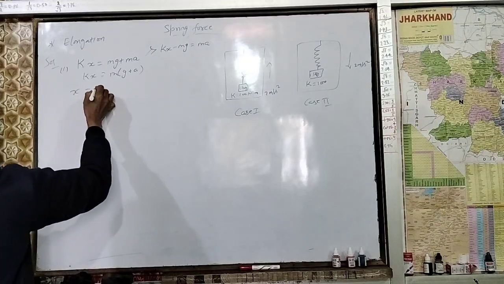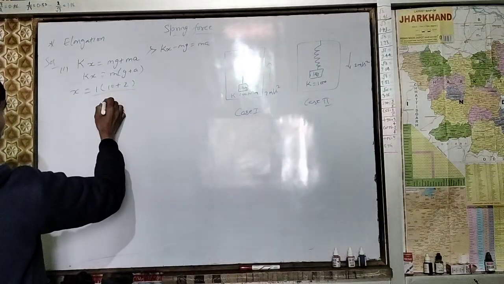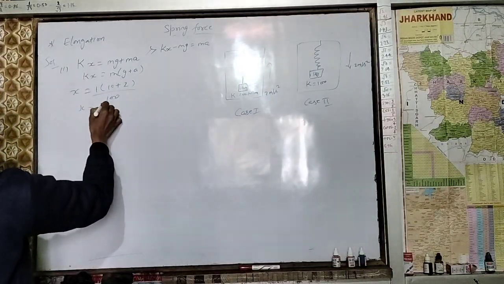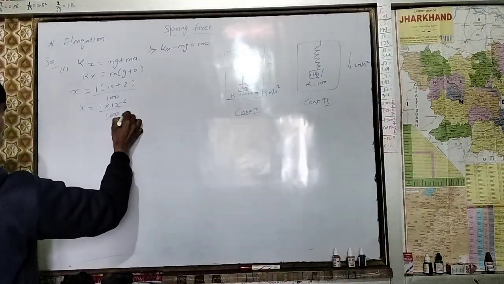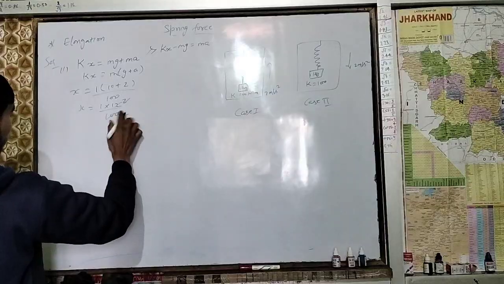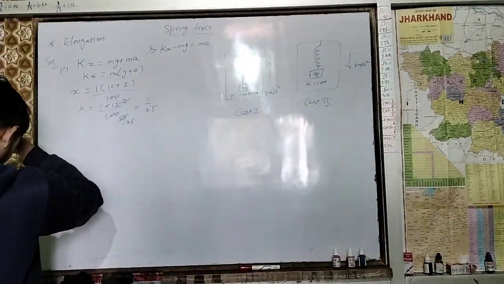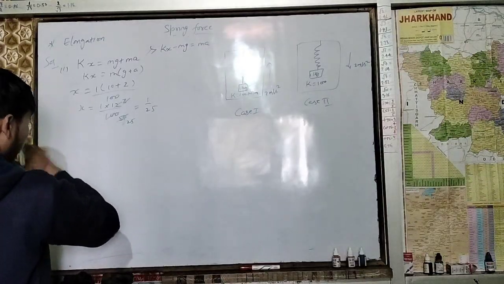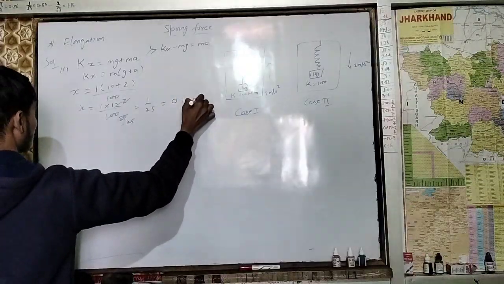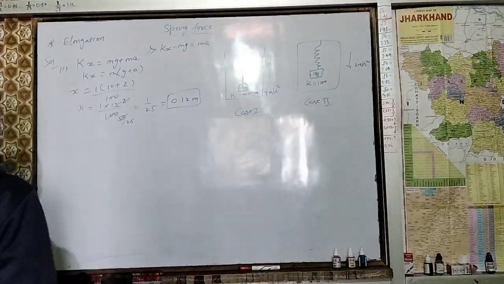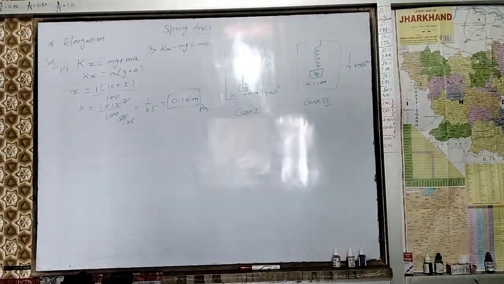Just put the value of each variable. So m is 1, g is 10, and a is 2. k is 100. You will get x: 1 into 12 upon 100. X is 12 upon 100, which is equal to 0.12 meter. This is your x. This is your elongation.